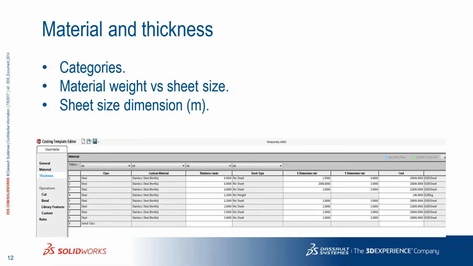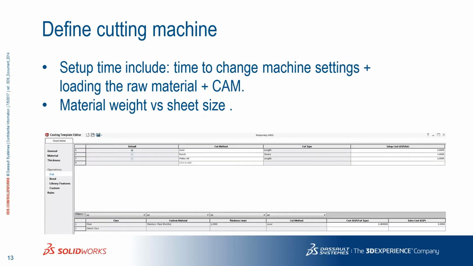So back into the cut operations, we successfully added the categories of the material, and we did understand the difference between the sheet size and weight, and I will show you the benefits in a minute, and then the sheet sizes. Let's define the cutting machines. And before going to the cutting machine, we have to understand one concept, which is the setup time, because in the template, we will be asked about the setup cost. So what is the setup time? The setup time includes the time to change the machine settings plus loading the raw material plus the CAM or whatever is needed for the CAM purpose from the operator side.